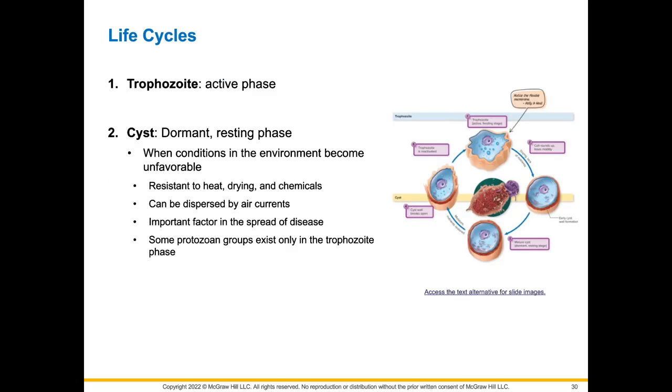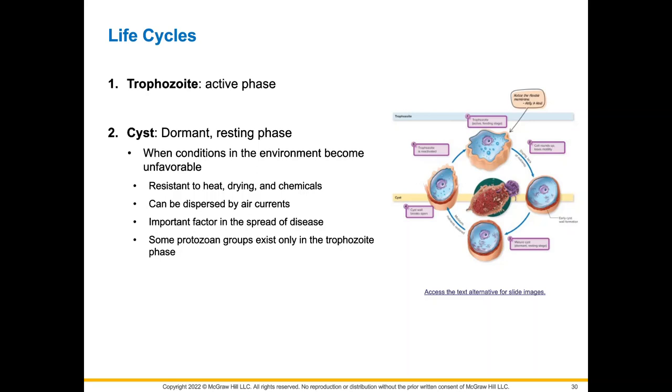So let's look at the life cycle next of our protozoa. And again, with this, our textbook goes into a lot of detail, but we're going to be very brief. So essentially, there is a trophozoite phase and a cyst phase. The trophozoite phase is the active phase, whereas the cyst phase is the dormant resting phase. As we've seen with other types of organisms, when conditions are not favorable, it will develop into a cyst phase. It will go dormant.